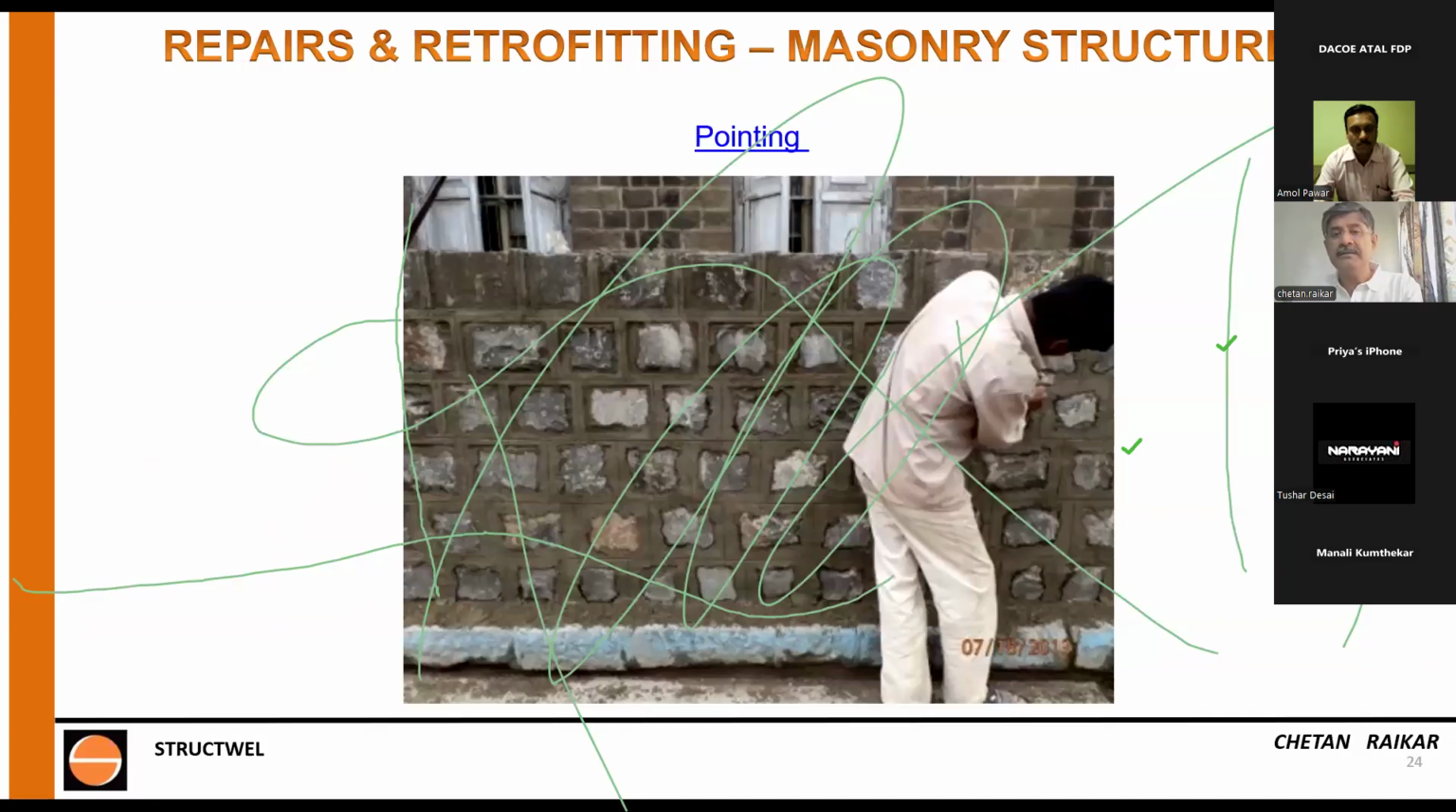This is pointing. See, this is still not a very good quality pointing. I would say it looks very bad. It looks very ugly. Pointing is good for protecting the joints. That is point number one. And the second aspect, it has to look aesthetically good.